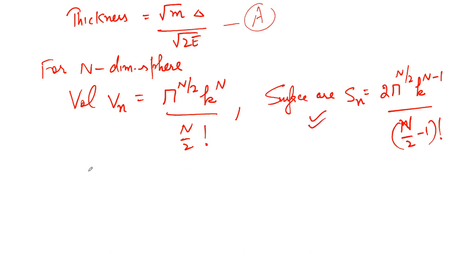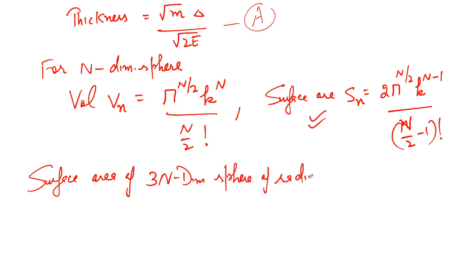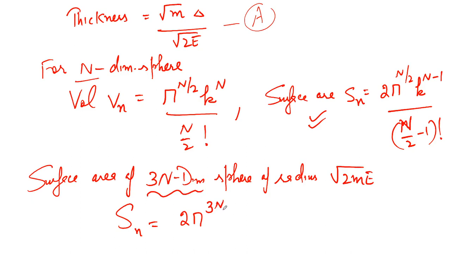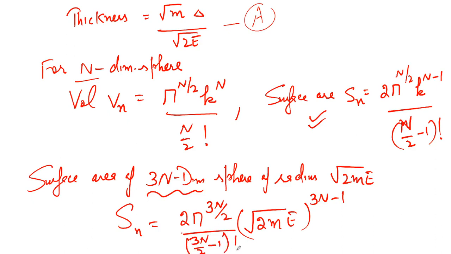So taking this value of surface area, the surface area of a 3n-dimensional sphere of radius under root of 2me, putting the value of this r, so this comes out to be Sn, that is 2 pi, and since it is a 3n-dimensional sphere, the power comes out to be 3n by 2, and r, that is under root 2me, to the power 3n minus 1, over 3n by 2 minus 1 factorial. So this is our equation number B.